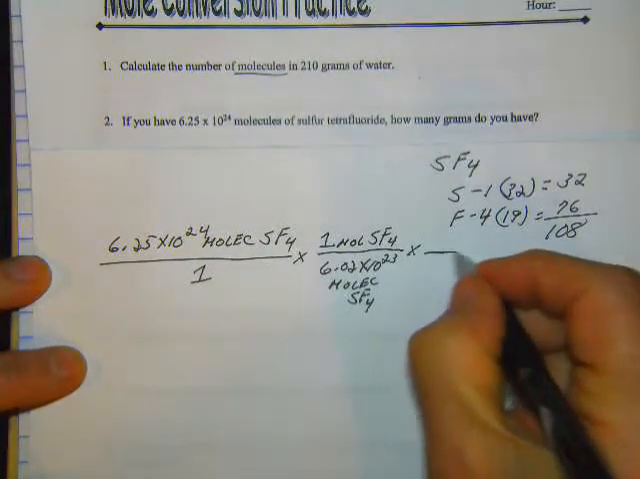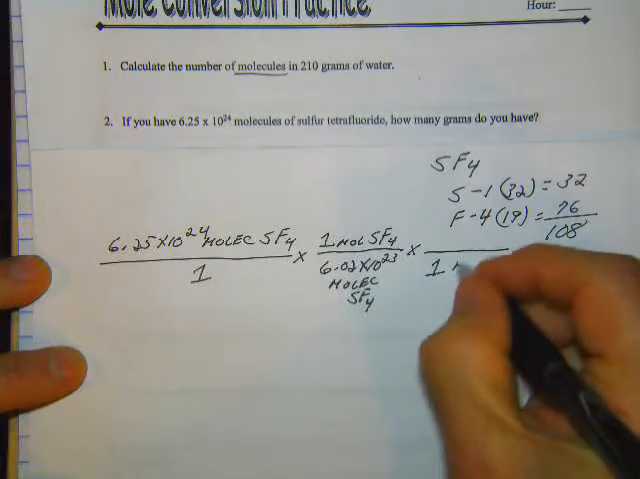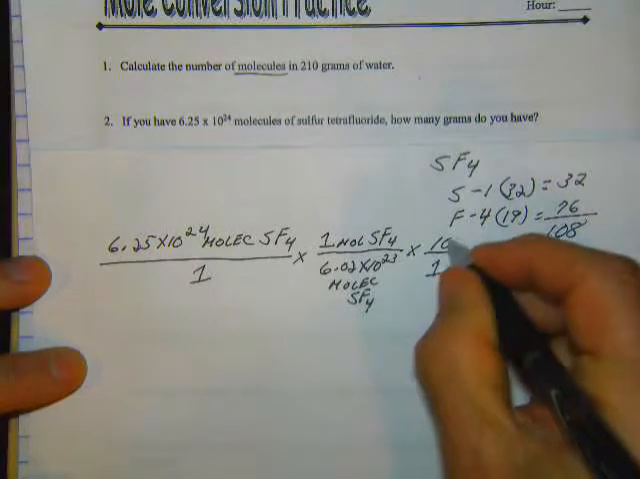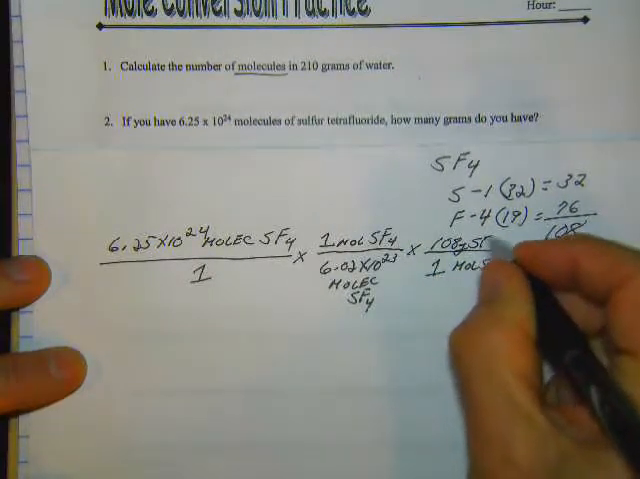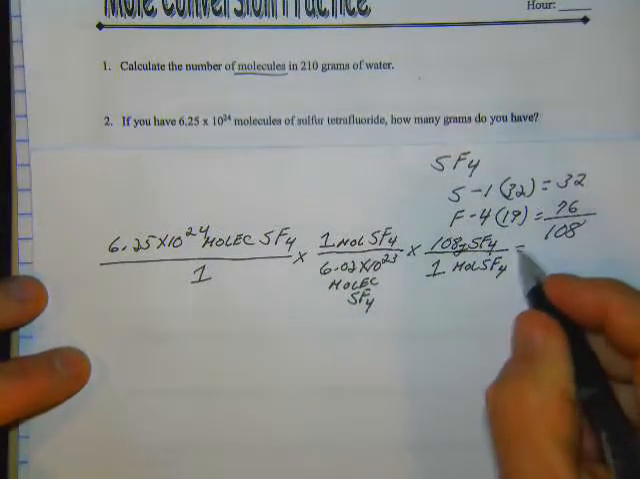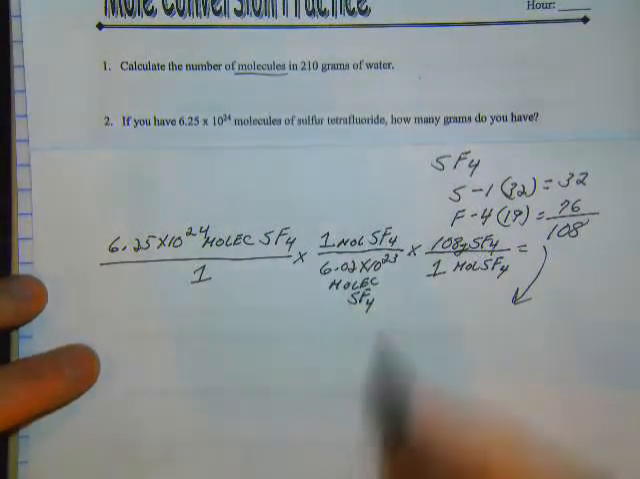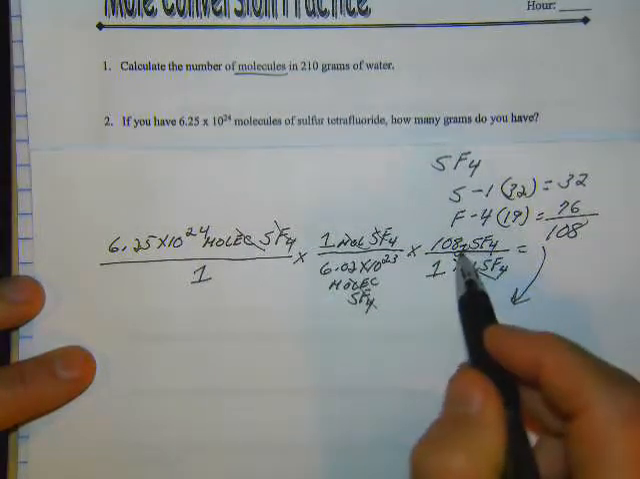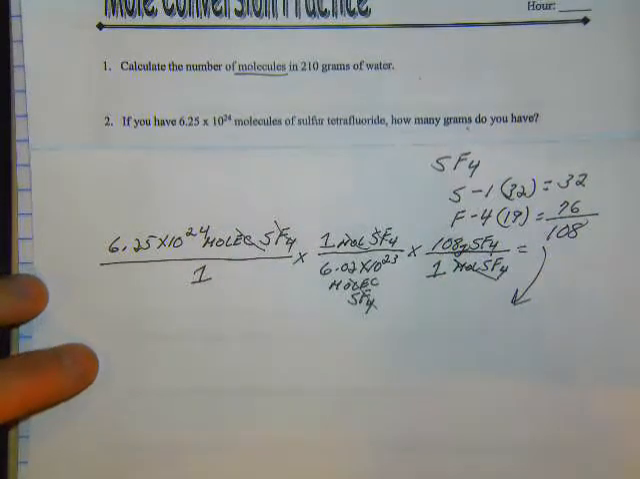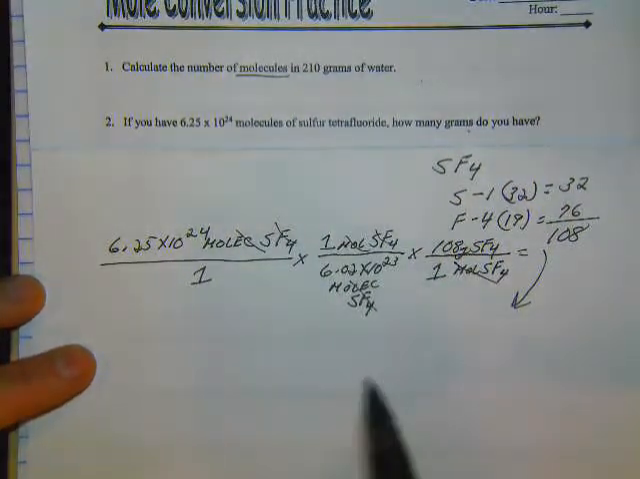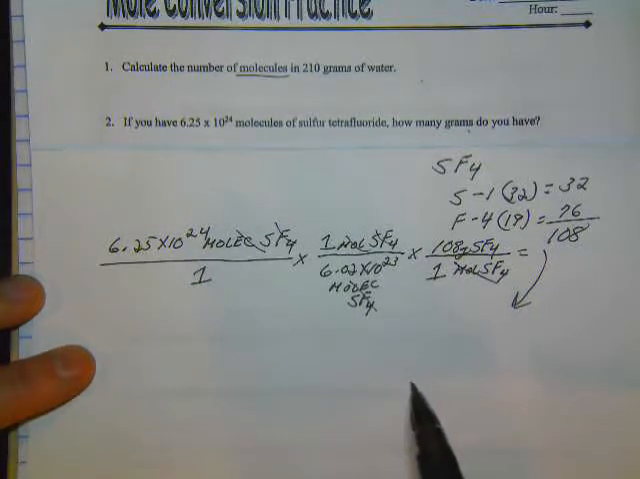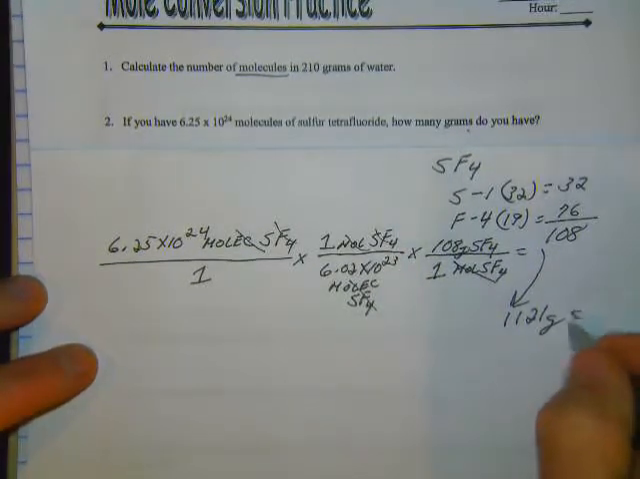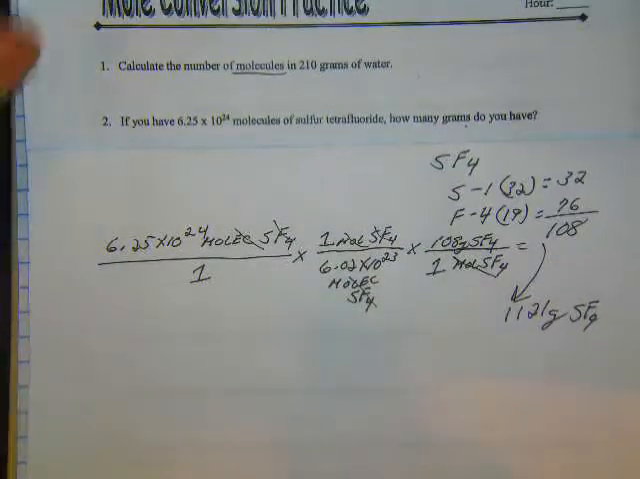And we know in 1 mole of sulfur tetrafluoride, it's 108 grams of sulfur tetrafluoride. The beauty of the factor label method is you can start canceling out units, and your last unit is what you're looking for. You did the problem right. And if my math is right, and again, don't be afraid to check these, it comes out to 1121 grams of sulfur tetrafluoride. Alright, there's number 2.